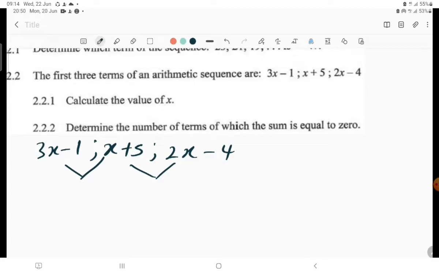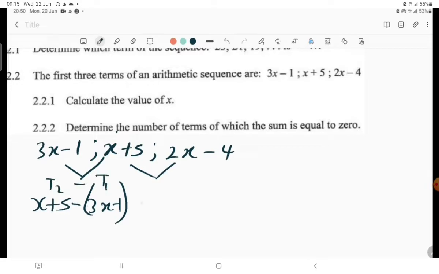Now, what are we having? How do we find this number? We say term 2 minus term 1. So we have term 2, which is x plus 5, minus term 1. We need to always insert the bracket so that the whole thing becomes subtracted. So we are having that one, which is term 2 minus term 1. So this is what we have.